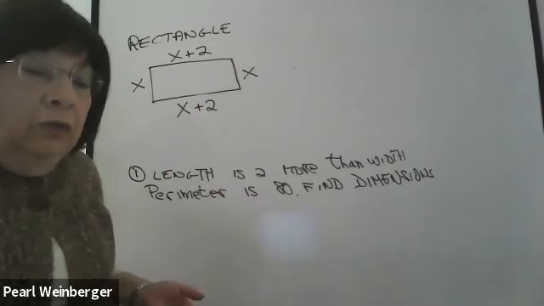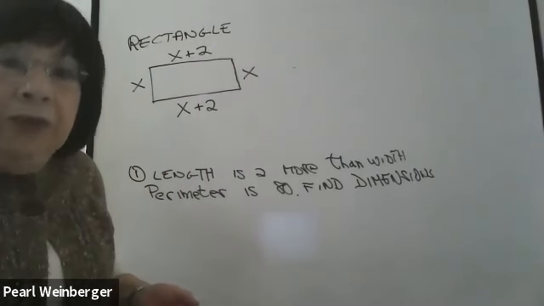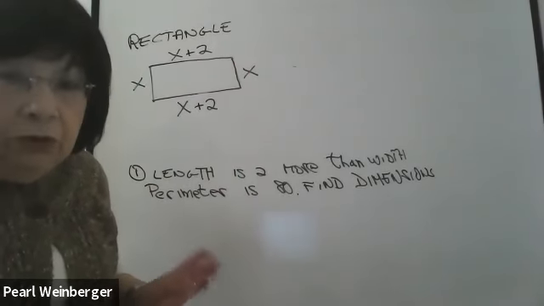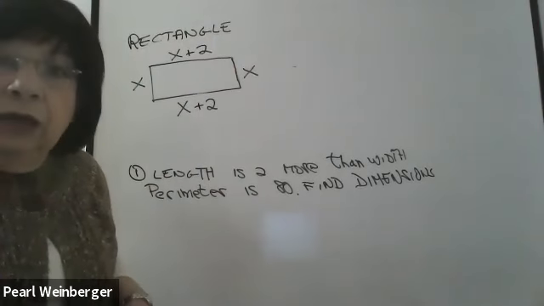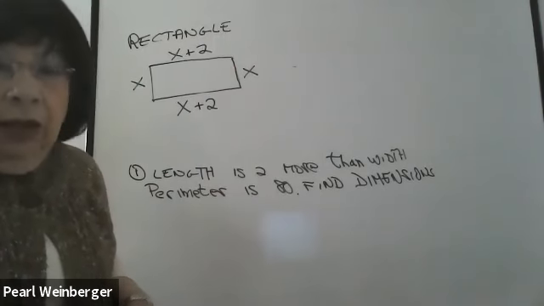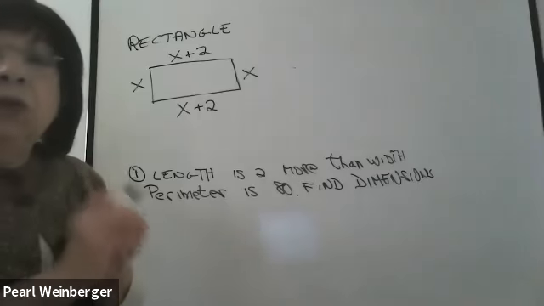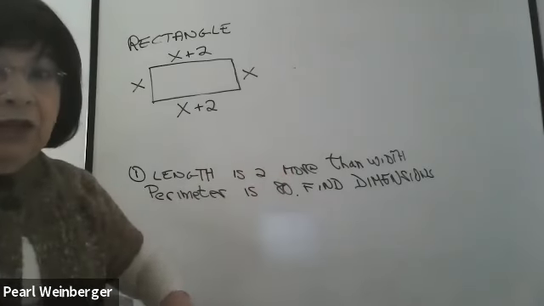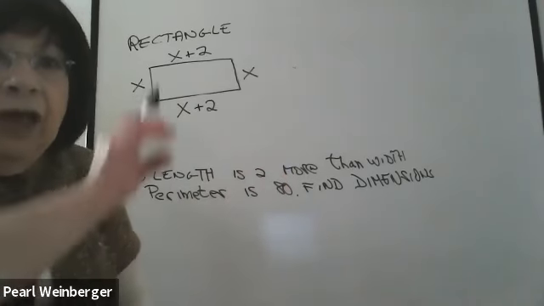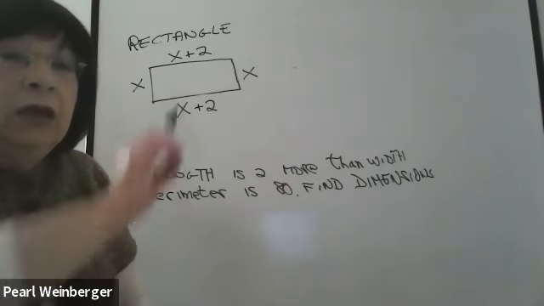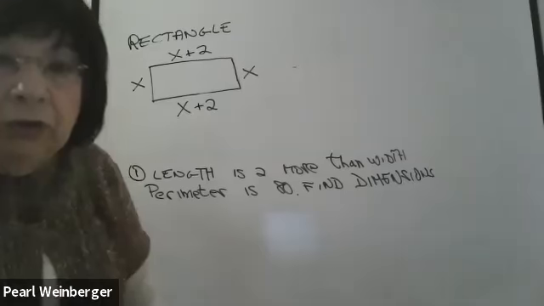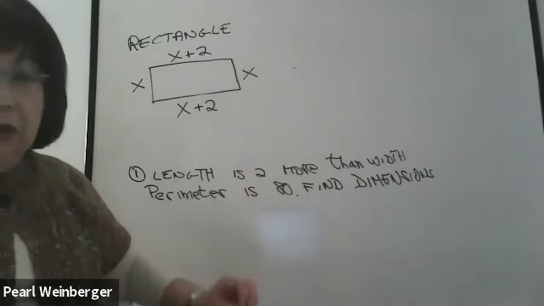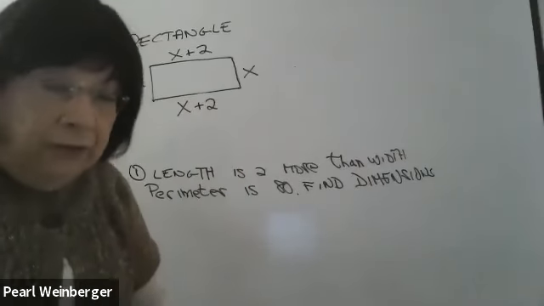I'll tell you a real life situation where you might be interested in finding the perimeter of something. Let's say you had a backyard and your backyard is a rectangle and you want to put a fence around your backyard, around the 4 sides. If you want to know how much fencing you need, you have to find the perimeter, because that's telling you how much it is when you go all around.